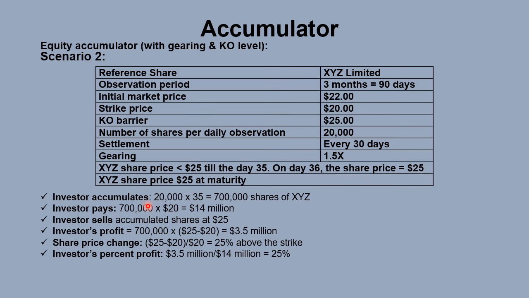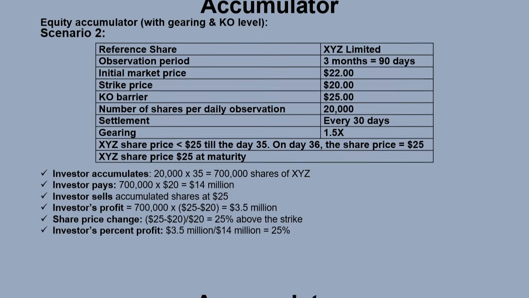In this scenario, the investor will accumulate 20,000 into 35, which is equal to 700,000 shares of XYZ Limited. The investor must pay 700,000 into $20, which is the strike price, which is equal to $14 million. The investor can sell the shares at $25, making a profit of 700,000 into ($25 minus $20), which is $3.5 million. Basically, the share price closed ($25 minus $20) divided by $20, which is 25% above the strike price. And the investor gained $3.5 million on an investment of $14 million, which is 25% on his investment.